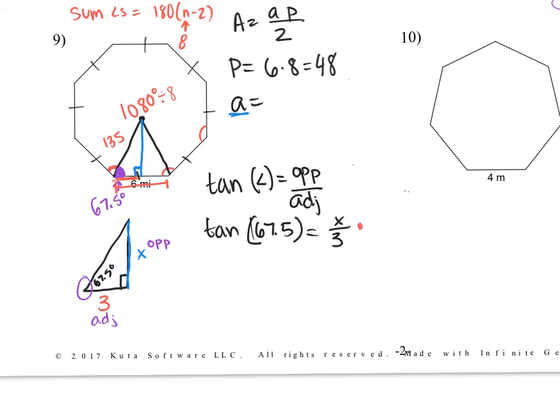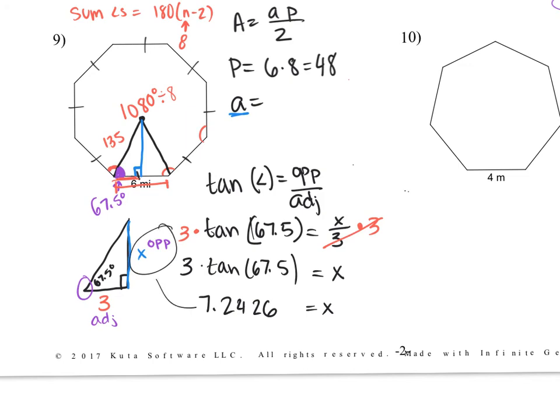To get that x by itself, I need to do the opposite of divide by 3, which is times by 3. That way, our 3's will cancel on the right-hand side, leaving us x by itself, and then 3 times the tangent of 67.5 on the left. So if I type that into my calculator exactly as written, I find that x, or the apothem, is 7.2426.